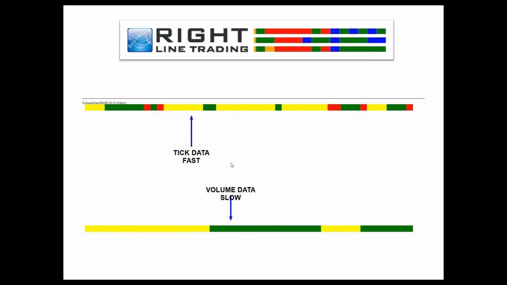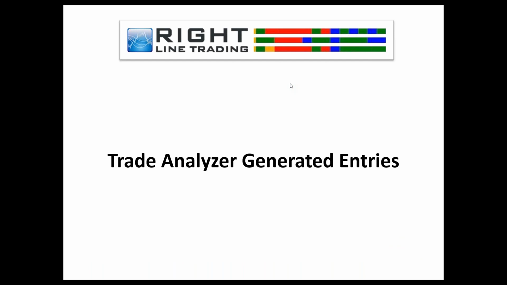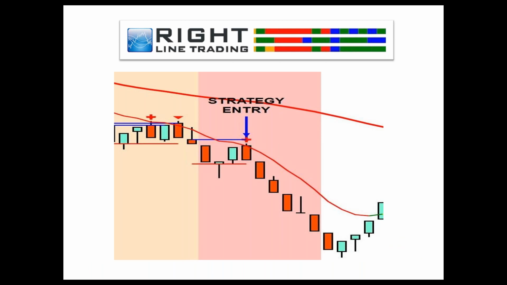But when these align, when you get dual green or dual red, you've got a super powerful signal for a long or a short entry. It's really, really powerful. When all 16 market internals align to the upside or the downside, you get a very, very powerful trade entry. These are the lines. This is Apple. Take it all the way up. Now, these are all Trade Analyzer generated entries.